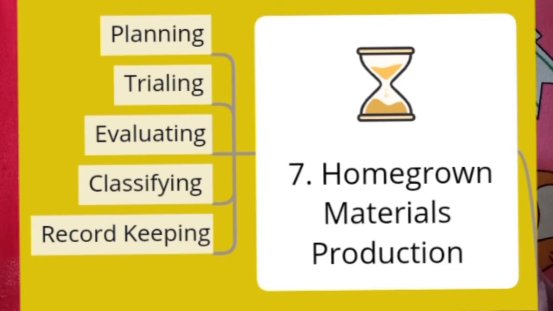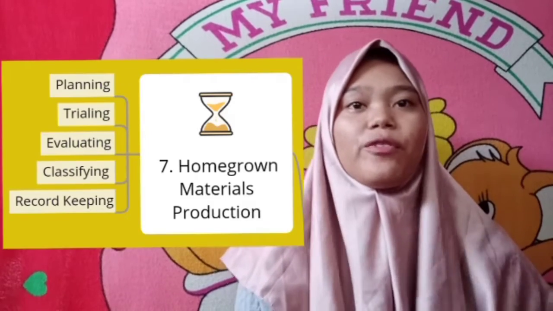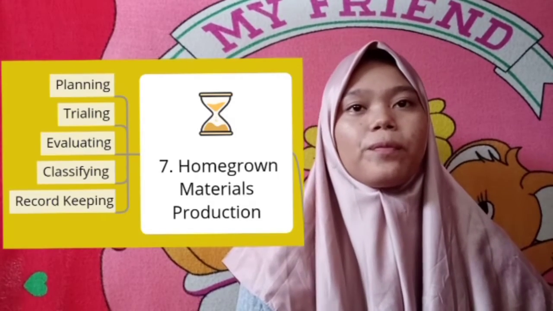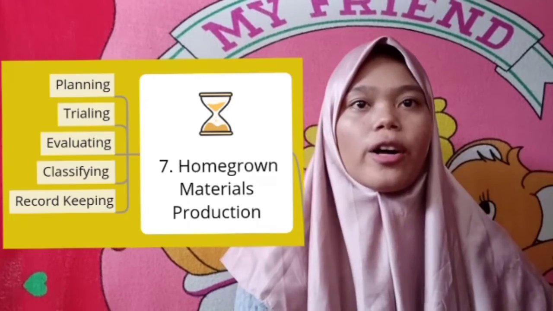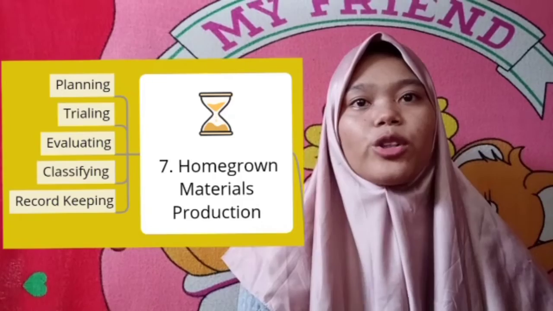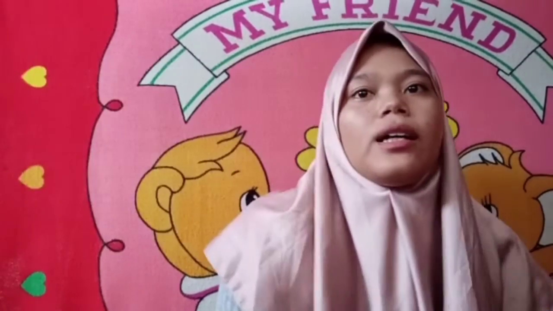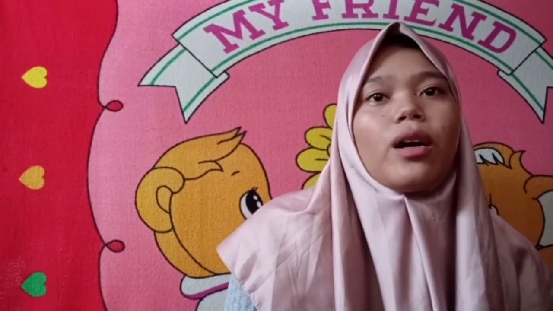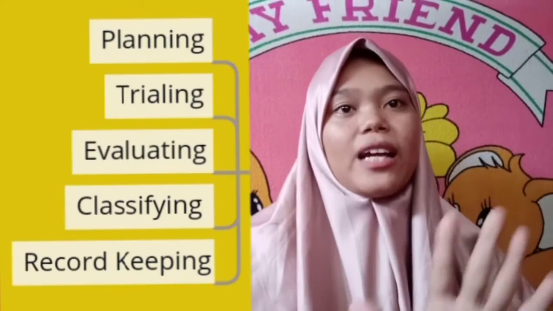Now we're going to the seventh point, or the last point, which is homegrown material production. Many of the pictures, cards, OHTs or realia items which we bring into a class will have been made or designed by teachers themselves. When we make our own material for classroom use, we take care that our materials are legible, clear, attractive, and durable so that we can use them more than once. And we can follow a simple 5-step procedure.